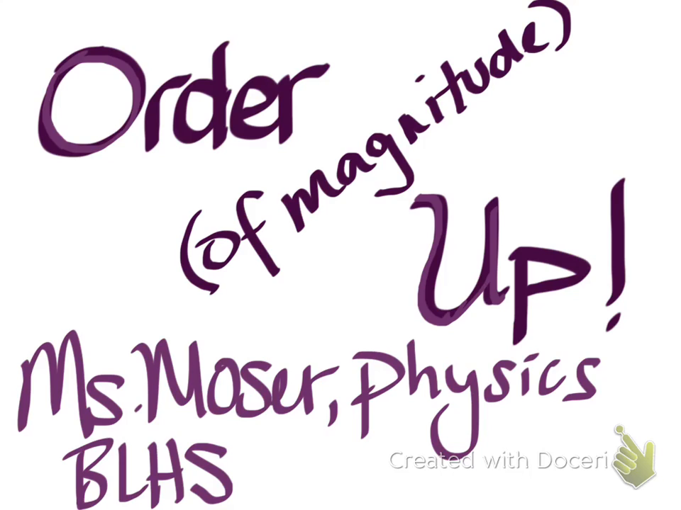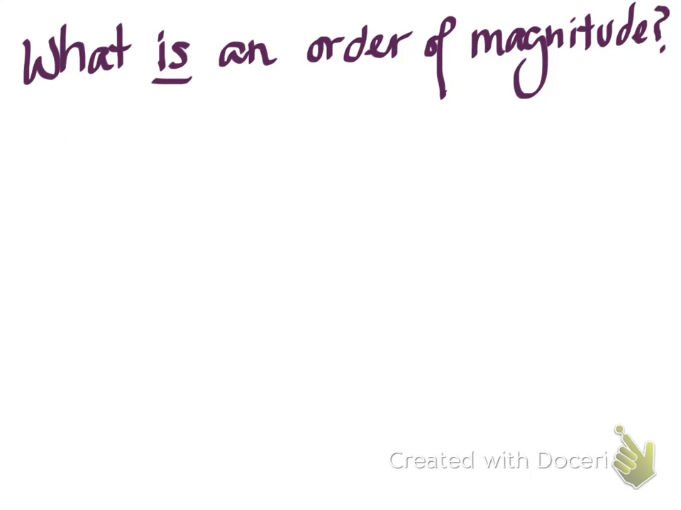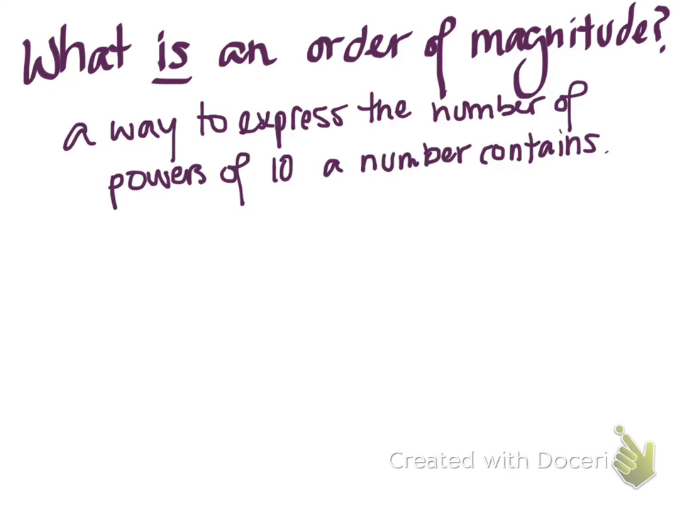Let's get started. Let's start off with the basic question. What is an order of magnitude? An order of magnitude is a way to express the number of powers of 10 that a number contains. So, 1 has an order of magnitude of 10 to the 0. There are no powers of 10 within 1, and 10 to the 0 is 1.